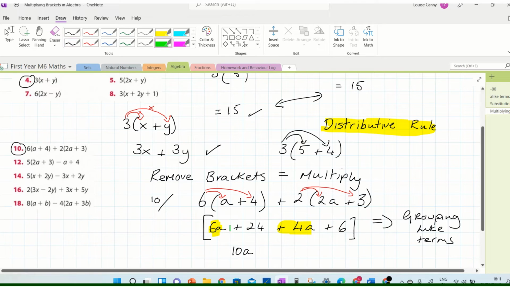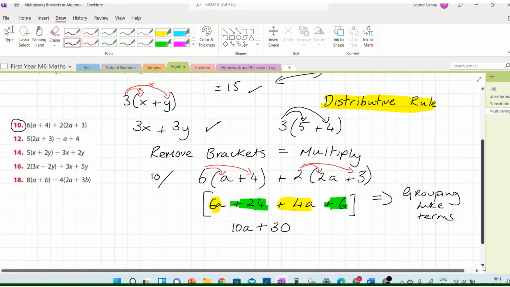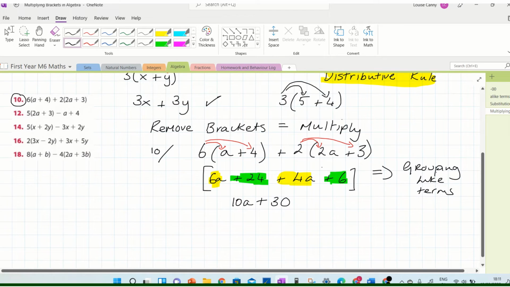And then I notice that I have two integers that I can add together. 24 plus 6 is plus 30. After that, I can do no more. I can't group them any further than that. I can't simplify them any more than that. So now I am done.